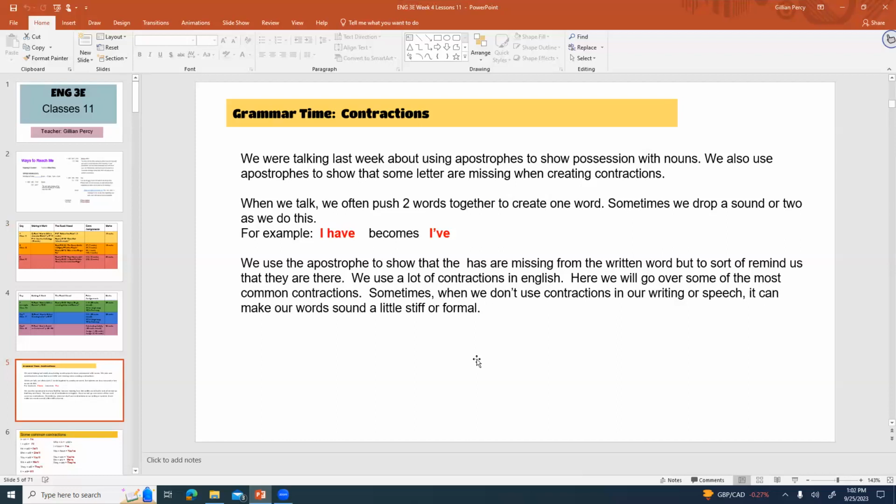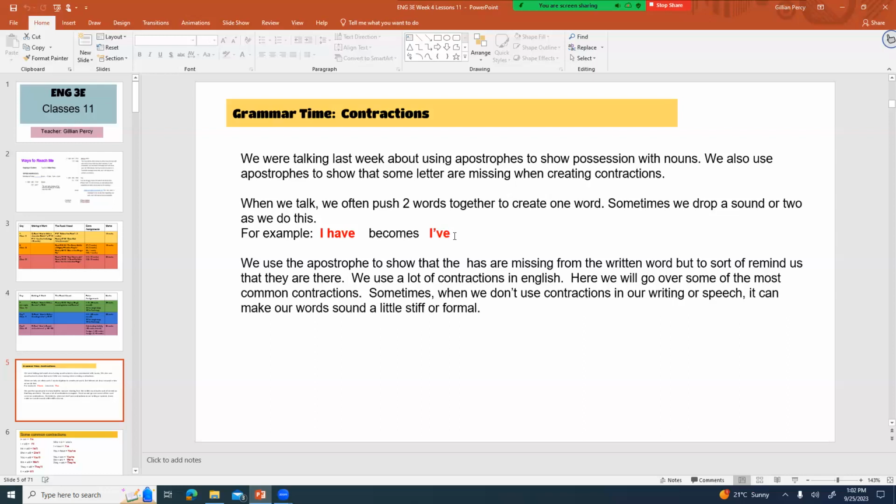Last week, we were looking at how apostrophes can be used to show possession with nouns, like Bob's car, Jill's house. We can also use apostrophes to show that some letters are missing when we're creating contractions. Contractions are when you push 2 words together to create 1 word, and we usually drop a sound or 2 as we do this. For example, I have: we drop the H and the A and it becomes I've. We do this all the time in speech, and we also do this in writing. We just have to make sure we show with the apostrophe that those letters are missing. I couldn't just write I-V-E because it looks like a completely different word, okay?